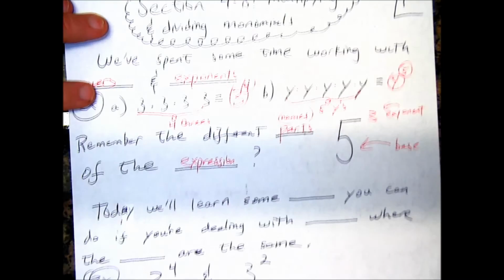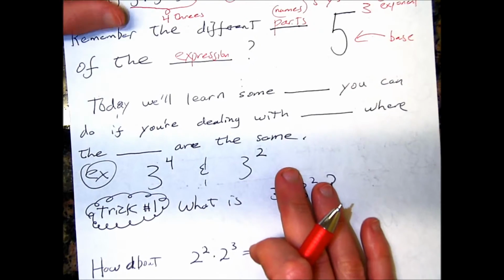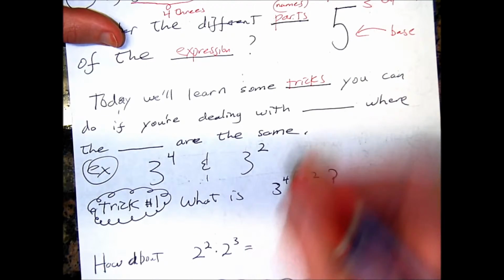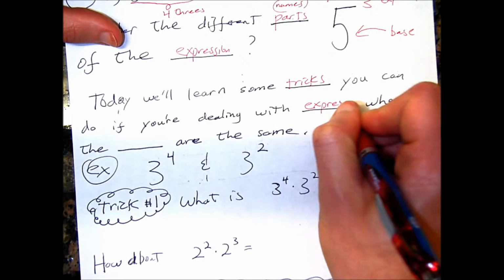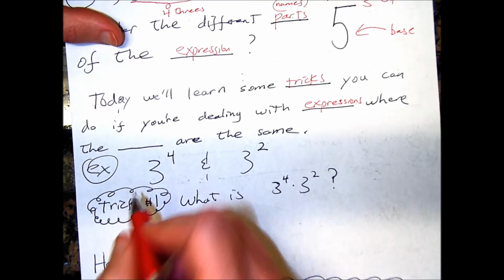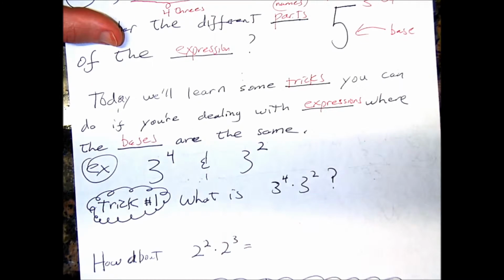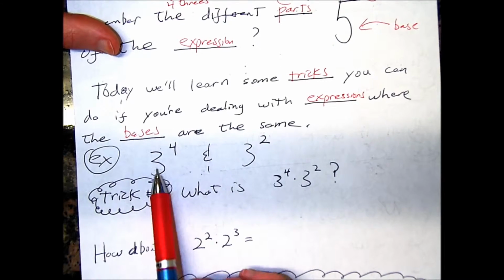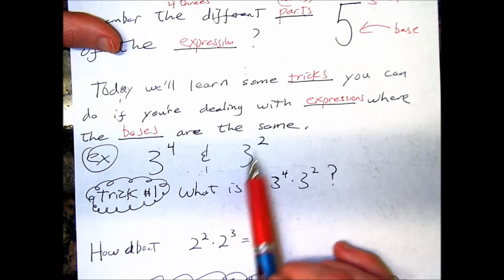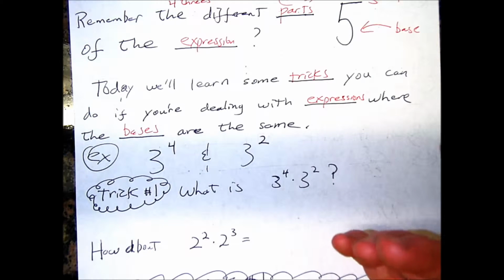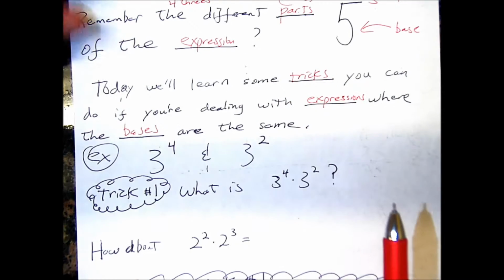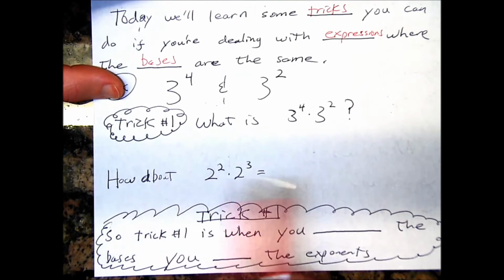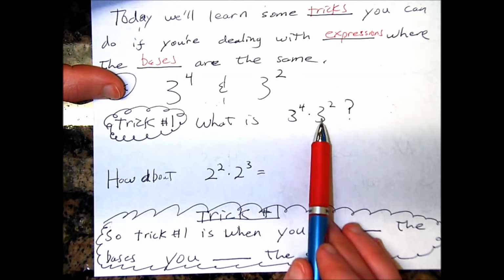Okay? So today, we're going to learn some tricks that you can do if you're dealing with expressions where the bases are the same. So here's an example. Let's say I have this expression, 3 to the power of 4, and then I have this expression, 3 to the power of 2. There are some tricks that I can do depending on how I put them together. Let's call this trick number 1. Let's say I want to multiply 3 to the power of 4 times 3 to the power of 2.